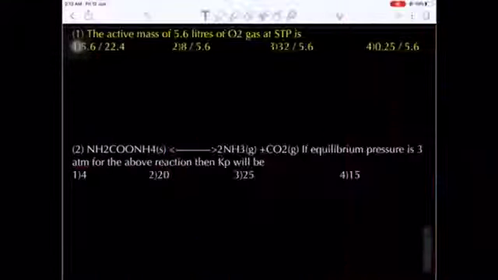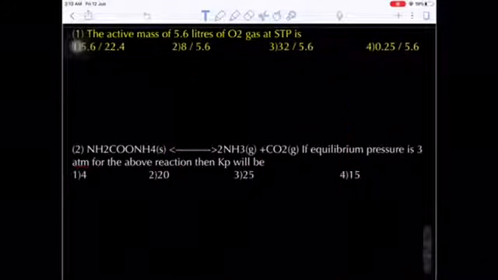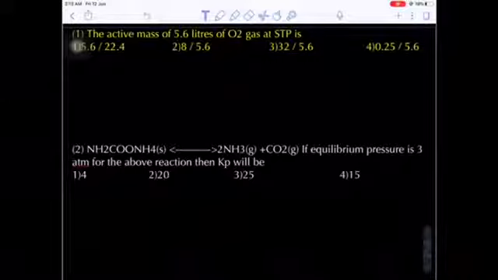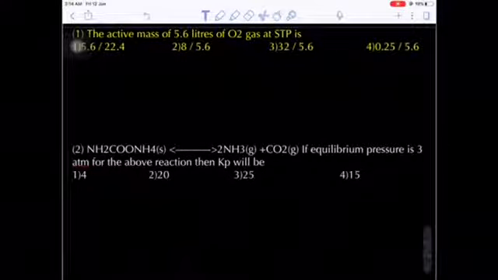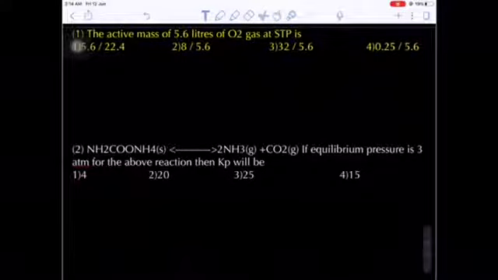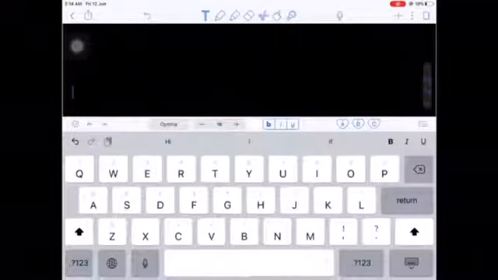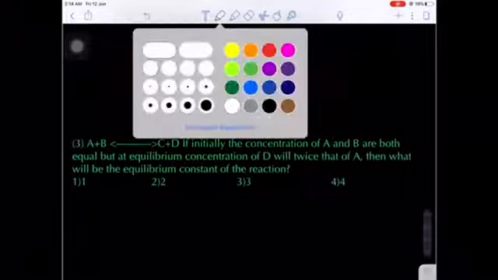Hello students, today we are going to discuss some numericals in chemical equilibrium. Okay, now the first problem is the active mass of 5.6 liters of oxygen gas at STP. Now here, what is the definition of active mass?